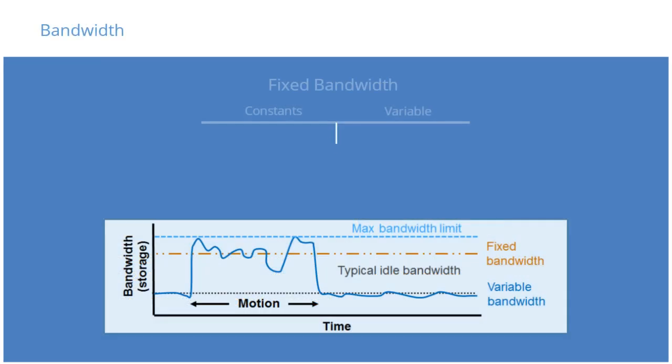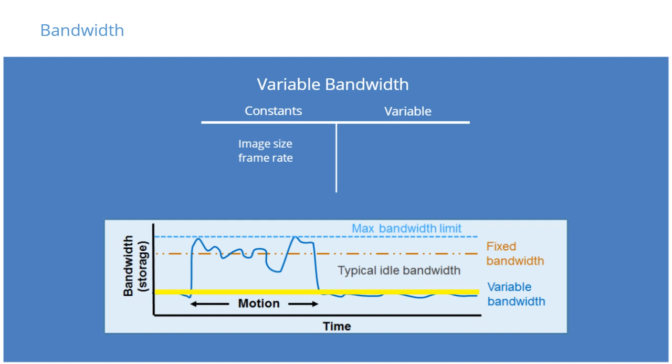If you look at fixed versus variable bandwidth, remember that with fixed bandwidth, image size, frame rate, and bandwidth are the constants, and image quality, compression, is the variable. With variable bandwidth, image size and frame rate are the constants. Image quality, compression, is the constant below the maximum bandwidth limit, and bandwidth is the variable.